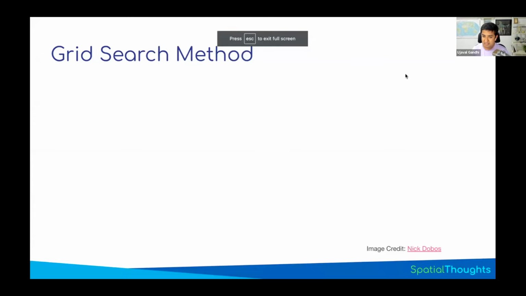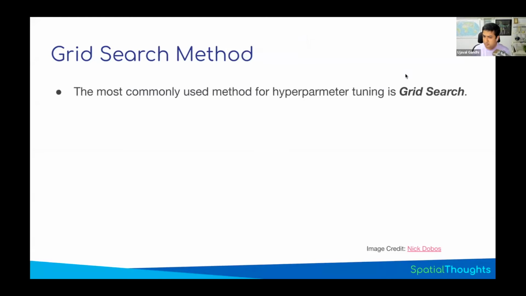We'll learn a method called the grid search method. This is the most commonly used method for hyperparameter tuning, where you define a valid range for each parameter. Let's say for the number of trees, maybe 10 trees is the minimum and 500 trees is the maximum. So you define the valid range for each parameter, and then you try every value in between.